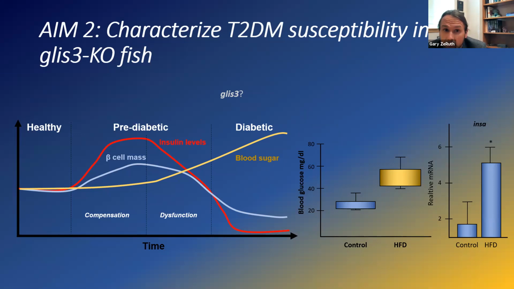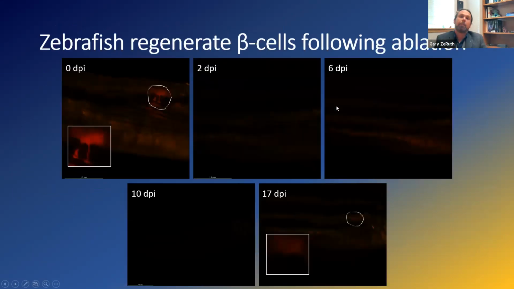So we want to examine the Glis-3 knockout fish under this high-fat diet model to see if it makes the fish more susceptible to type 2 diabetes. And finally, our third aim is looking at zebrafish, which have a relatively unique ability amongst animals to regenerate beta cells after ablation. So you can chemically ablate all of the beta cells in the zebrafish, and they will regenerate them in about 2 weeks without any need for insulin intervention in between.